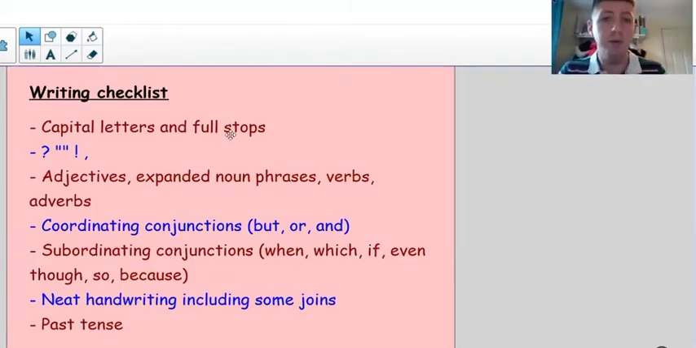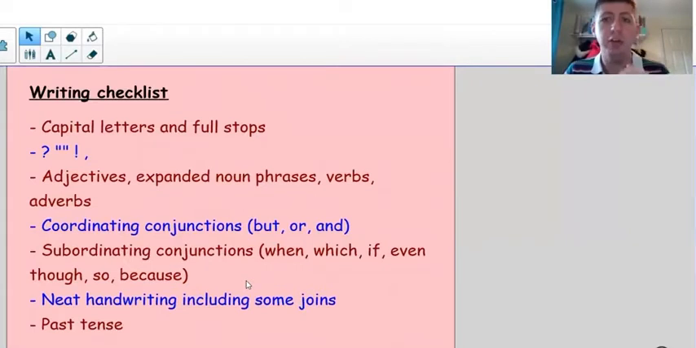Throughout your writing, I would also like to see a range of punctuation. So question marks, maybe speech marks, which we practiced in Monday's lesson, exclamation marks and commas as well. I'd like to see some adjectives, expanded noun phrases, verbs and adverbs, which are just going to make your work more interesting. I'd love to see some conjunctions, so words like but, or, and for the coordinating conjunctions, and words like when, which, if, even though, so, and because as the subordinating conjunctions to make your sentences a bit more detailed, just to tell the story in a more succinct way.